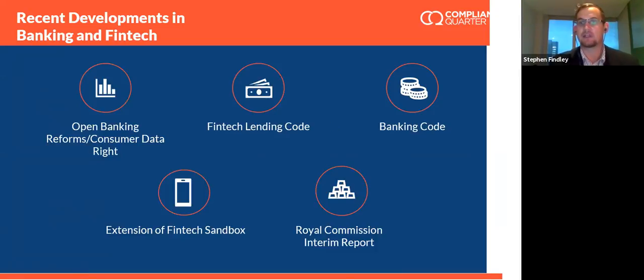Something else I can't fail to mention is the Royal Commission into Misconduct in the Banking, Financial Services and Superannuation Industries. The Royal Commission, which had its hearings earlier this year, just released its interim report at the end of September, where it confirmed a lot of what the public and various commentators and regulators had acknowledged at the time of the hearings, that there was serious misconduct in the banking and financial services sectors, and there needs to be consultation on a range of options to deal with that misconduct.